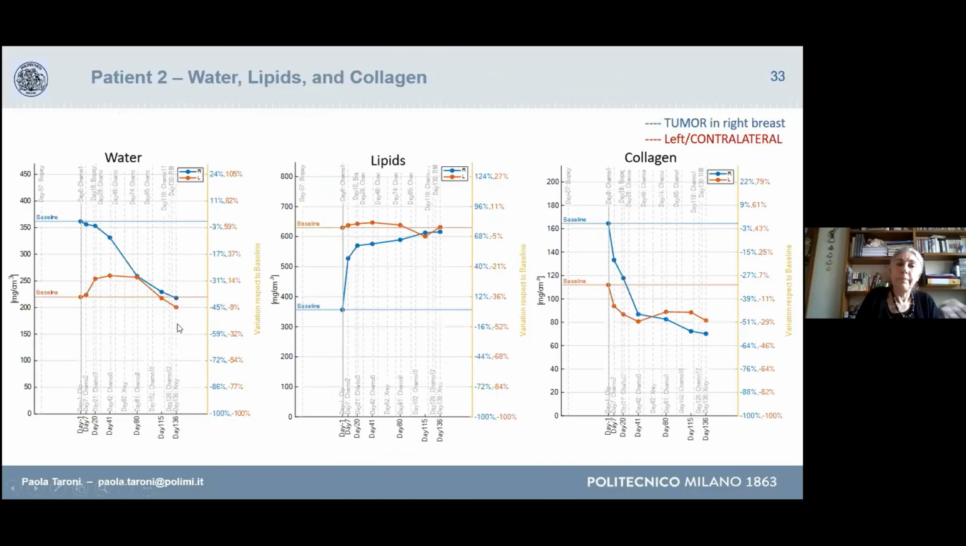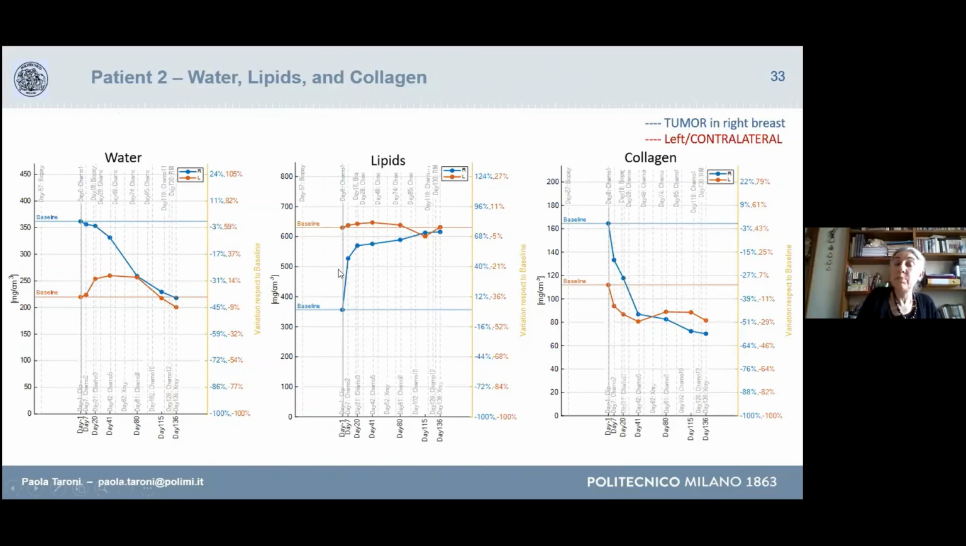If we look at tissue composition, water starts from a significantly higher level in the breast with the tumor and decreases progressively to the baseline of the contralateral breast. Lipids, similar thing. They start from a significantly lower value, increase very rapidly, and go to the baseline value of the contralateral, and similarly for collagen.